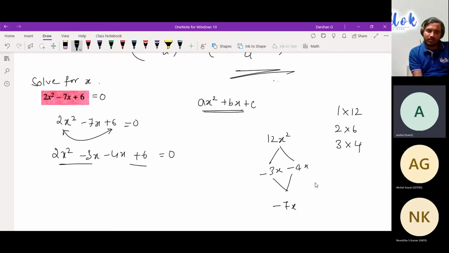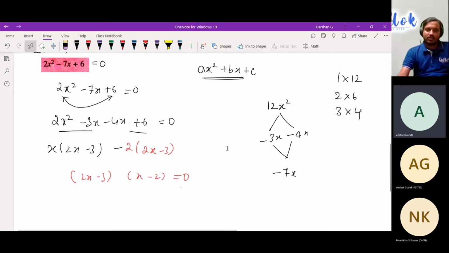And take things common here. x is common, 2x minus 3. Take care here again. You have to get minus out here because we have minus here, so always take minus common. If you take minus common with 2, you will end up again with 2x minus 3. So it is 2x minus 3, x minus 2 equals 0. I hope you guys got till here.